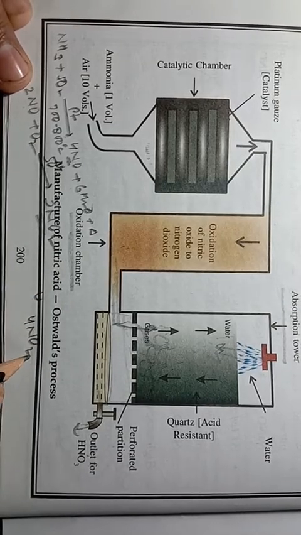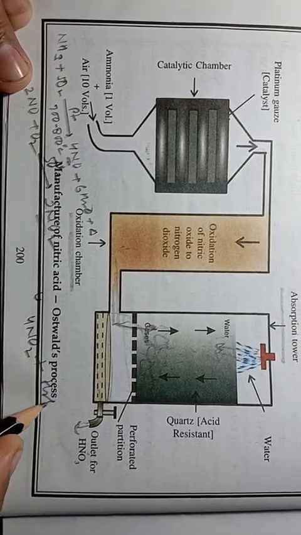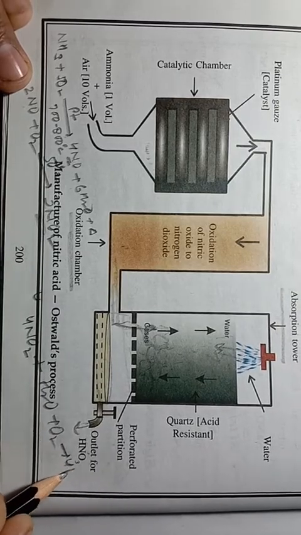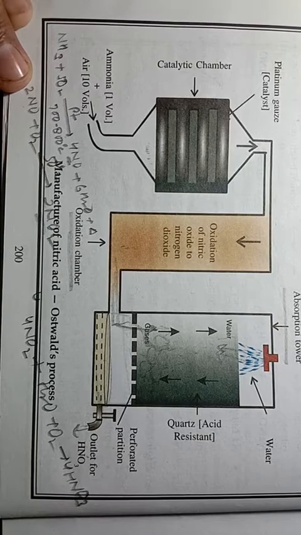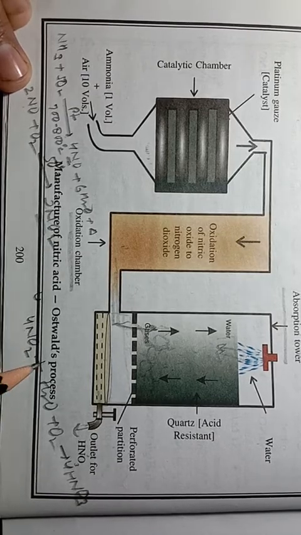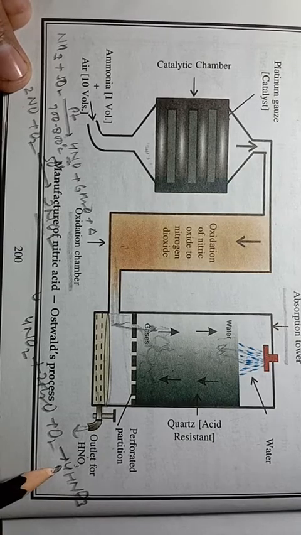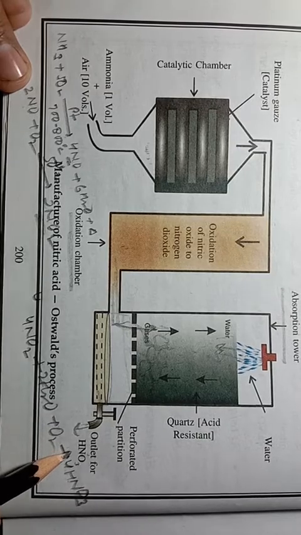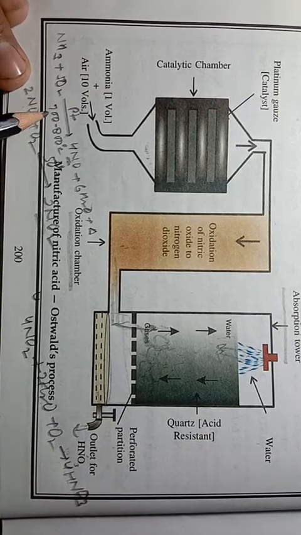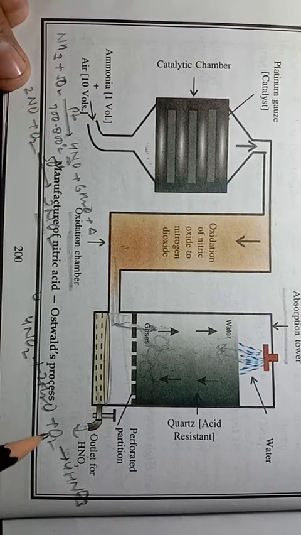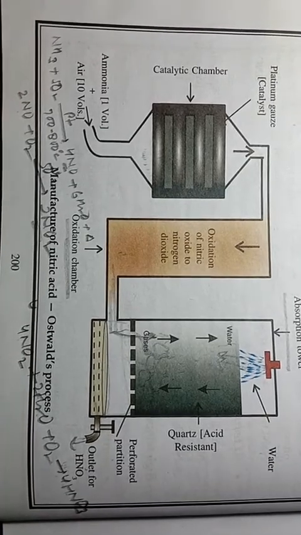So in the absorption tower, we can write the reaction also. NO2 is dissolved in water in the presence of oxygen, and formation of nitric acid takes place. So 4NO2 plus 2H2O plus O2 will form 4HNO3. Okay students, and the temperature for this reaction will be ordinary temperature. So the first reaction takes place at 700 to 800 degrees Celsius, the second is around 50 degrees Celsius, and the third reaction at ordinary temperature.